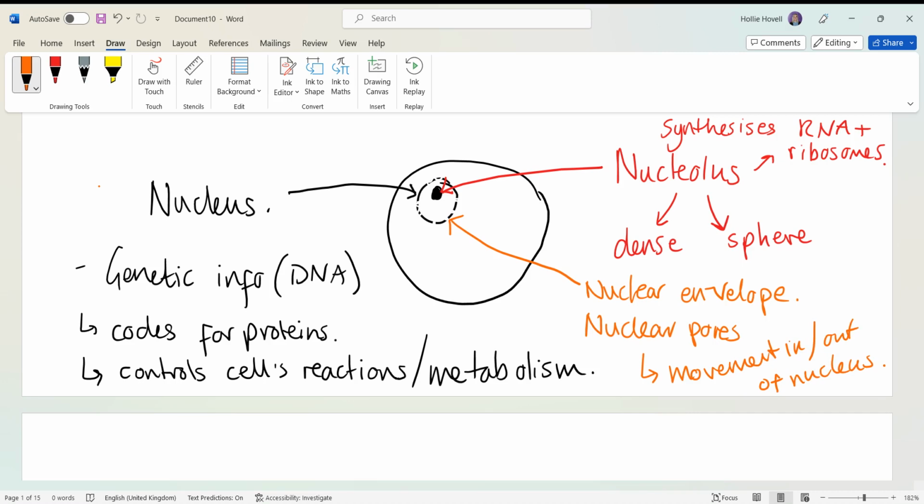And a very famous example of something is that the mRNA that gets made in the nucleus comes out of the nucleus and goes to the ribosomes in order to make proteins.